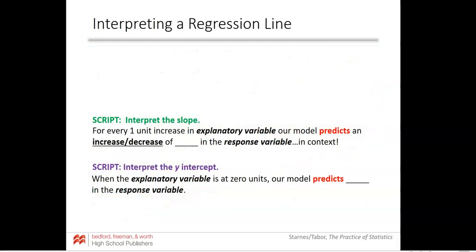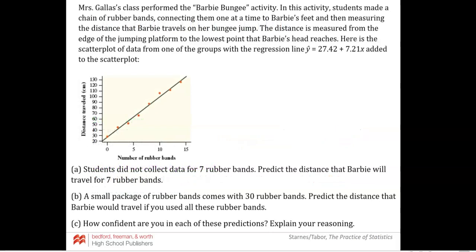If you want to write down a script, this is the script. For interpreting the slope: for every 1 unit increase in the x variable, whatever that is, our model predicts either an increase or a decrease of blank in the response variable, which again is the y variable. Talk about all that in context. If you want to interpret the y-intercept: when the explanatory or x variable is at 0, again, you're talking in context, our model predicts blank in the y variable or the response variable. So that's just a script if you want to do it.